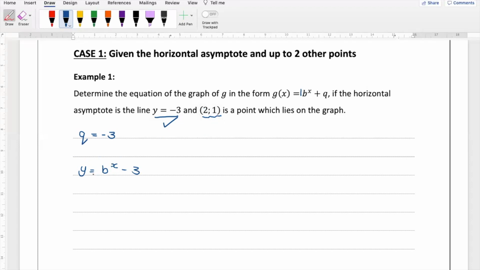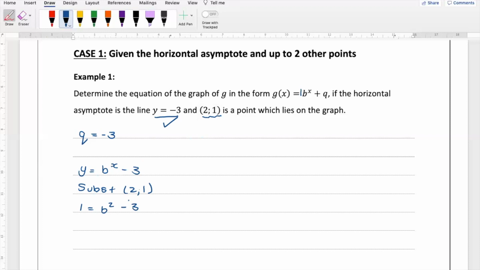If I substitute in the point (2, 1), hopefully we can sort this out. So let's substitute the point (2, 1). Wherever I see an x, I'm going to replace it with a 2. Wherever I see a y, I'm going to replace it with a 1. So 1 is equal to b to the power of 2 minus 3.